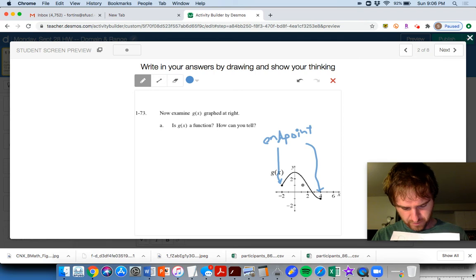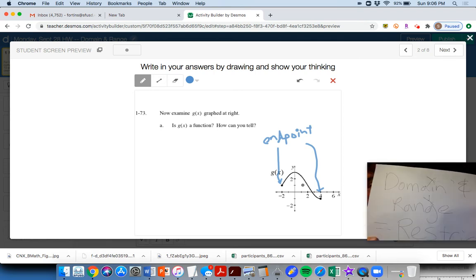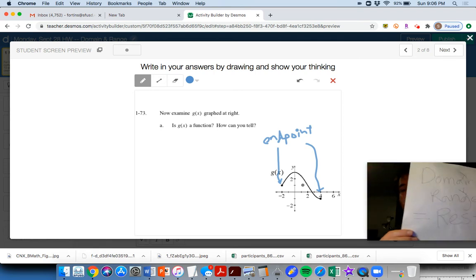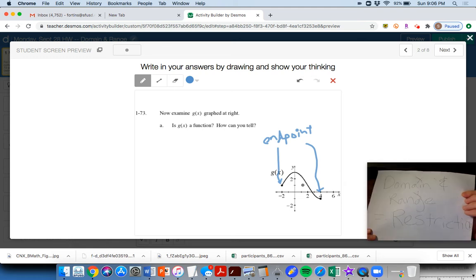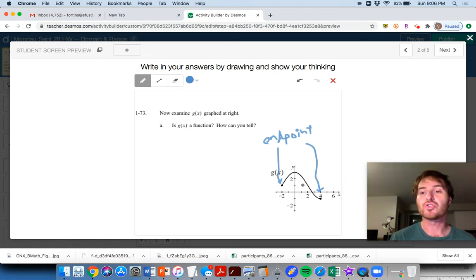I think this is a y right here. Maybe like a backwards y. Not really a y, but anyways, that's that. So maybe you put that in your notes. Domain is your x restrictions, and your range is your y restrictions. And we're going to learn how to describe them in this particular assignment here.